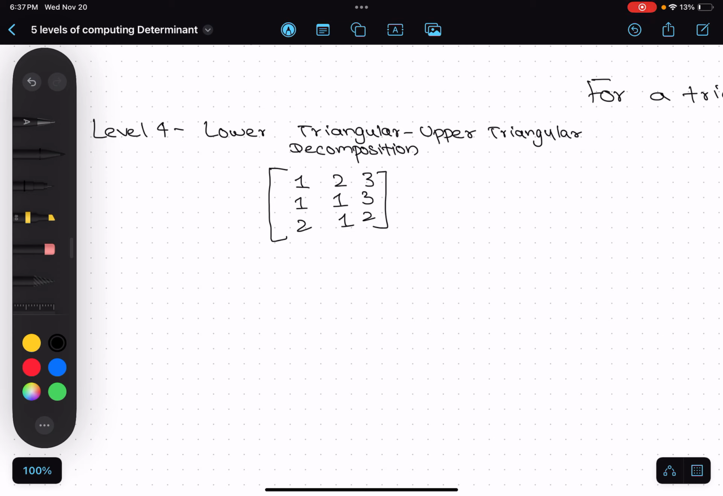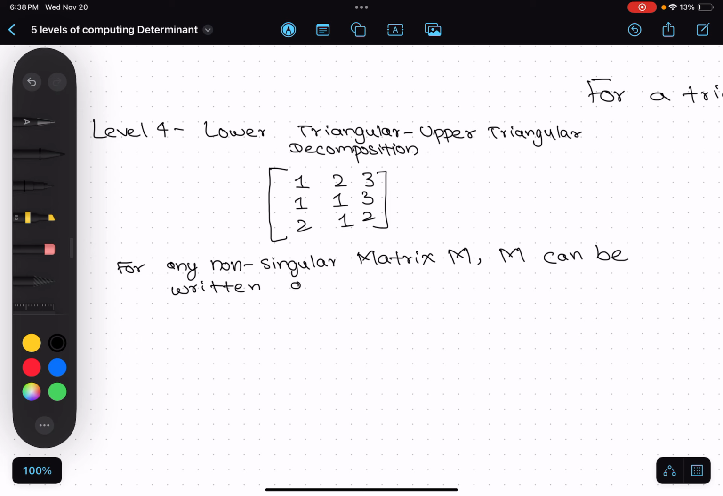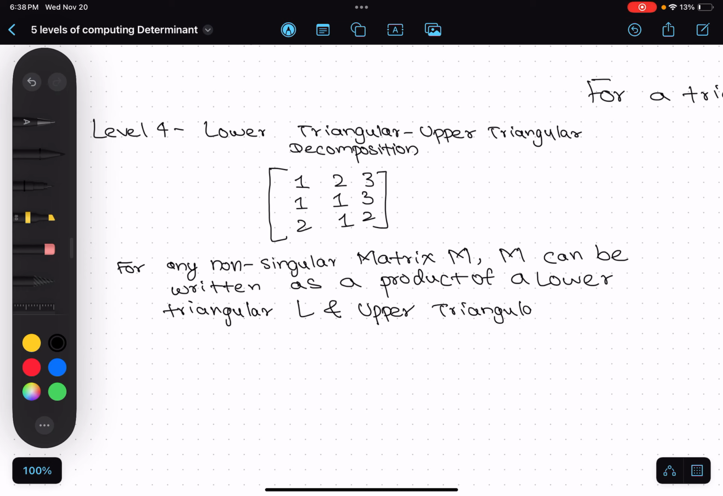Just try to understand the theorem first, and then we'll go into this. What the theorem says is, any non-singular matrix M can be written as a product of a lower triangular matrix L and an upper triangular matrix U.